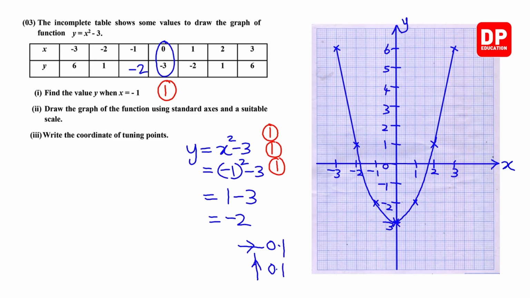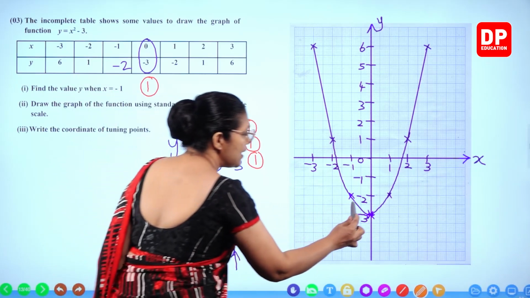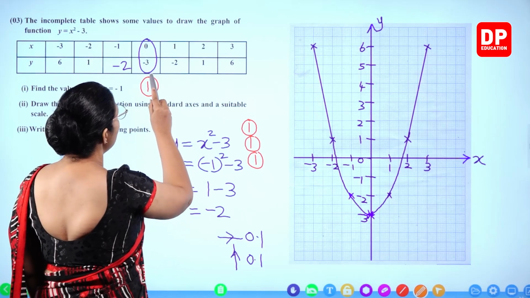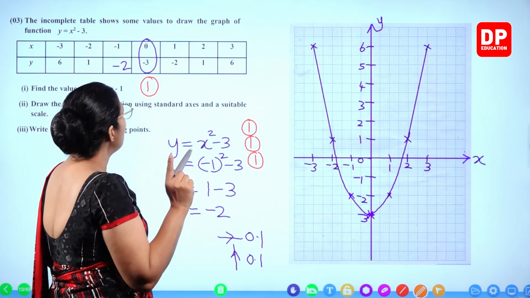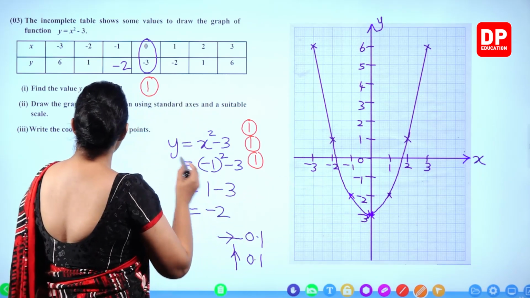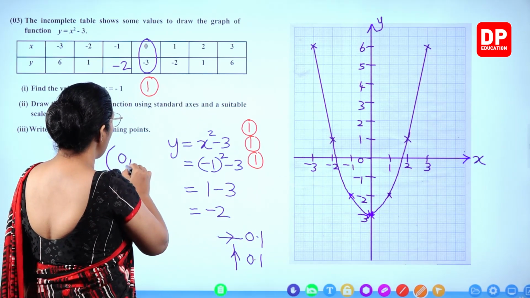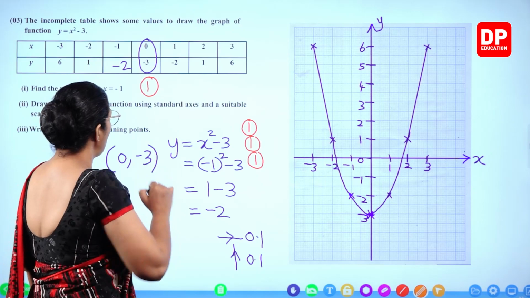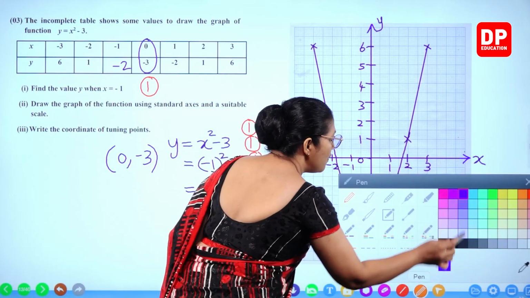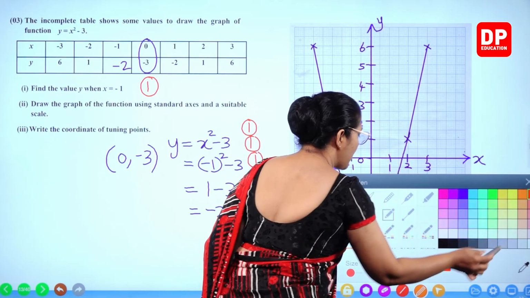Let's do third part. So here in this third part, write the coordinate of turning point. So what is the turning point? Here. So without the graph, we can easily get the turning point from the table as well. So 0, minus 3. So here you can write 0, minus 3 for the turning point. So how many marks for that part you are getting?